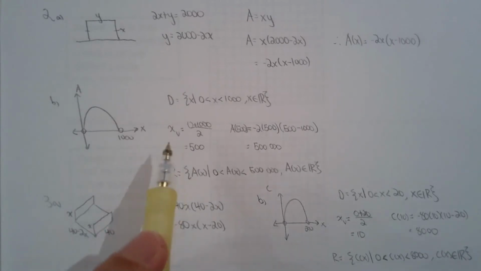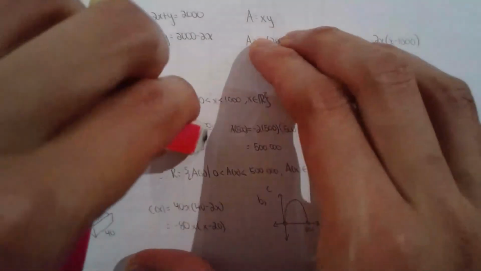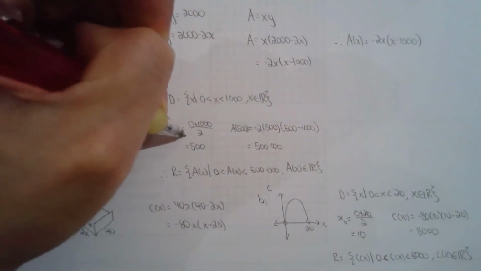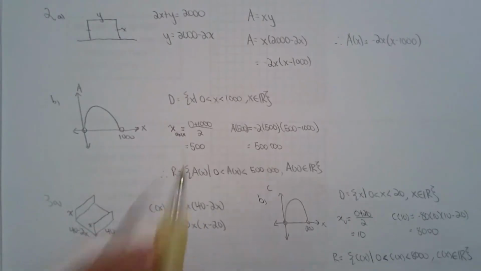So in this case, instead of saying x sub v, you can say x max here. You can say x max, x sub max. Because when x is 500, you're going to get a maximum area. The best case design, the best possible design.